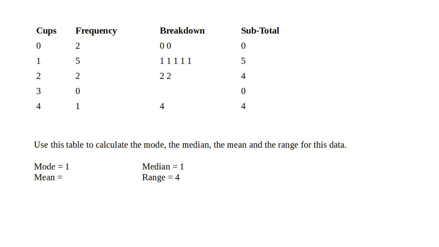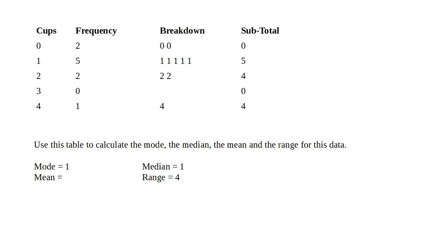I have 1 and 1 and 1 and 1 and 1. How many cups of coffee is that? It's 5. I have 2 and 2. How many cups of coffee? Well, if one person had 2 cups, another person had 2 cups, it's 4 in total. My 0 is still 0. And then I've got one person had 4 cups, so the subtotal there is 4.